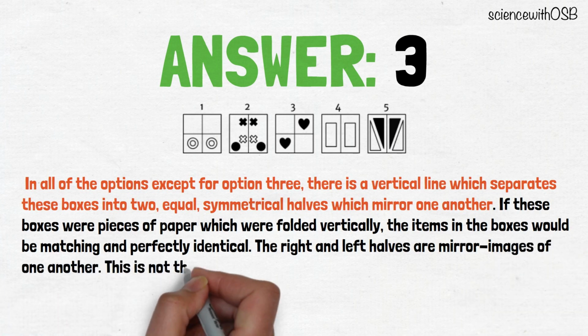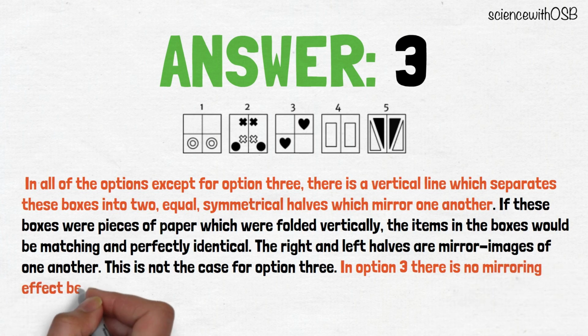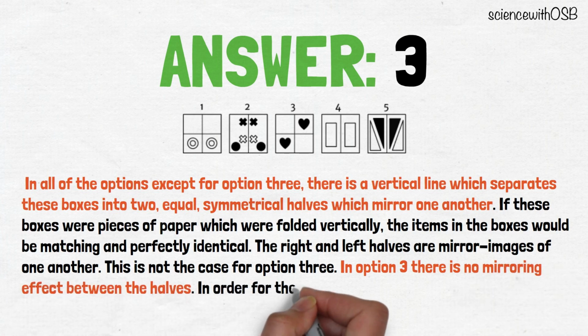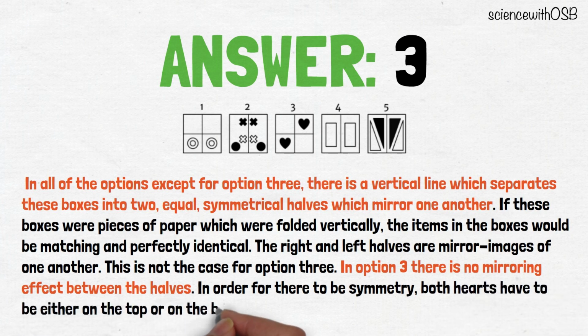This is not the case for option 3. In option 3, there is no mirroring effect with the halves. In order for there to be symmetry, both hearts have to be either on top or on the bottom of the box.